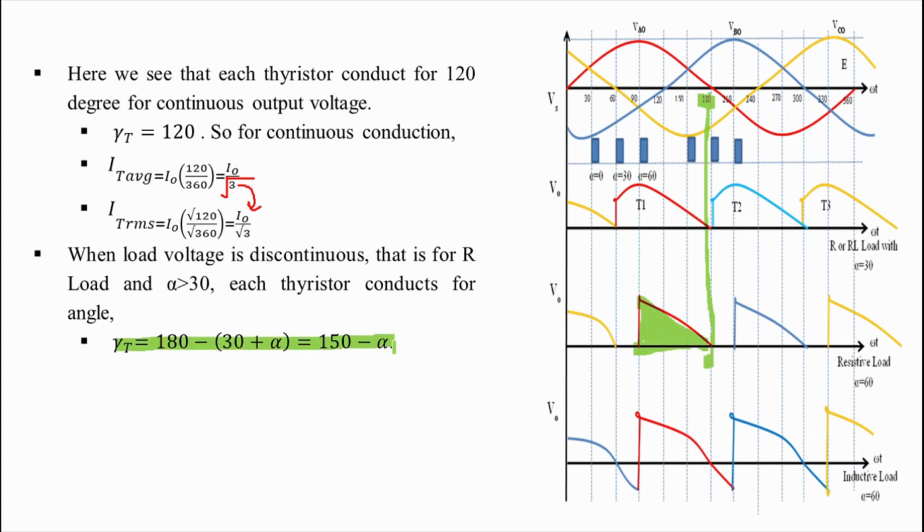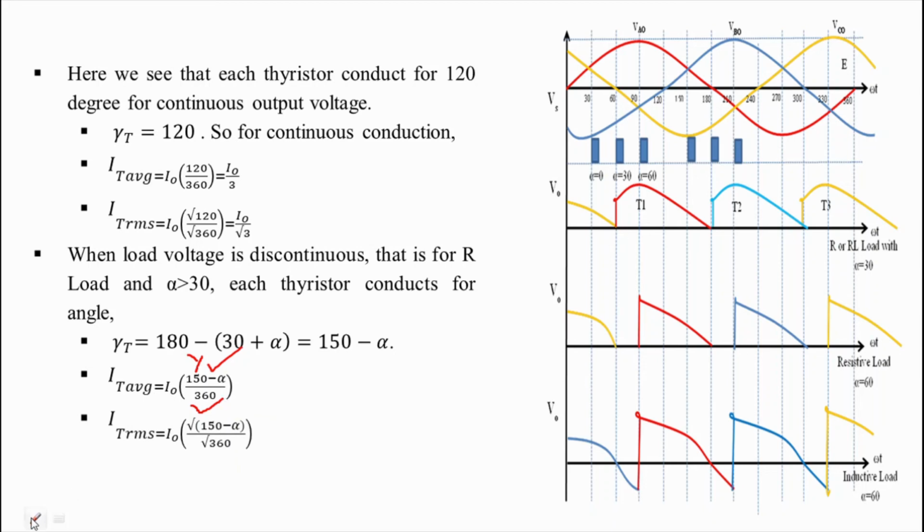And the time period of this thyristor current will remain the same, that is equal to 360 degree. So by the shortcut method we can write average thyristor current is equal to I0 times the conduction period of the thyristor, that is 150 minus alpha, divided by the total time period, that is 360 degree. And for the RMS value of thyristor current, we have to simply take the square root of this expression. So directly we get ITRMS. Why are we using all these shortcuts? Because here the thyristor current waveforms are rectangular. That's why we are using all these shortcut methods.